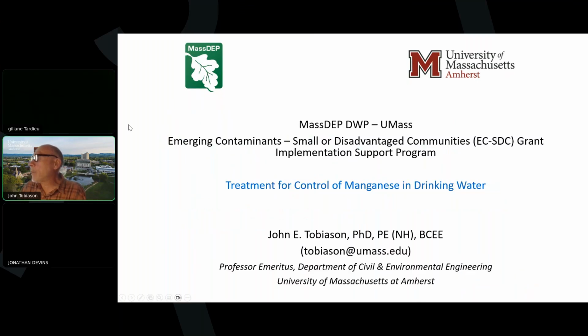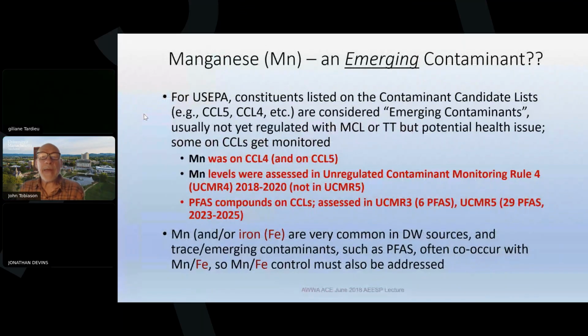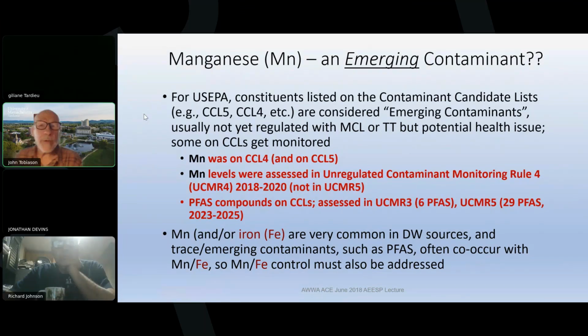So we have a joint program that supports several of DEP initiatives. In this case, it's the ECSDC grant program. And today I'm speaking about one of the contaminants. One of the things you might ask about manganese: an emerging contaminant, really? Manganese has been around a long time. It's a huge component of the Earth's crust. It's not something that you would think of as emerging.